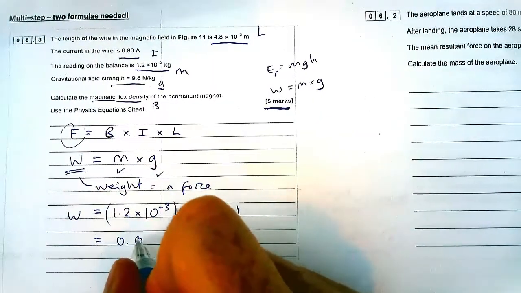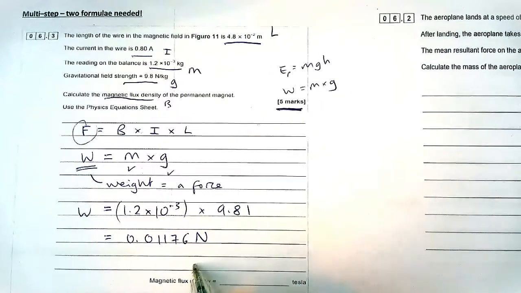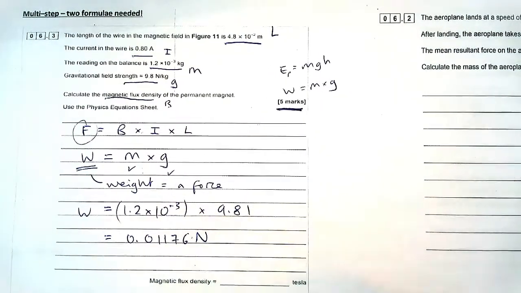0.01176 newtons, which sounds a bit low. It's a horrible decimal, but don't worry. The context of this question is quite a small force that we'd be expecting here anyway. Now, that's our first couple of marks all sorted.